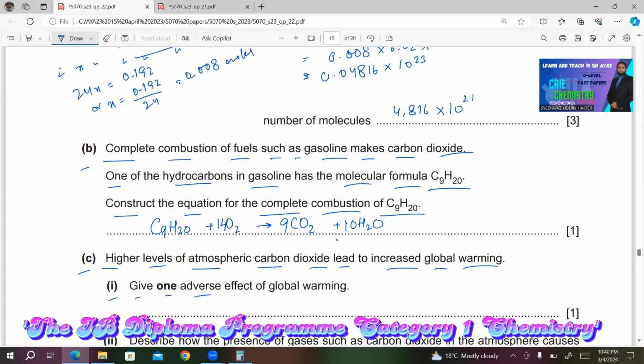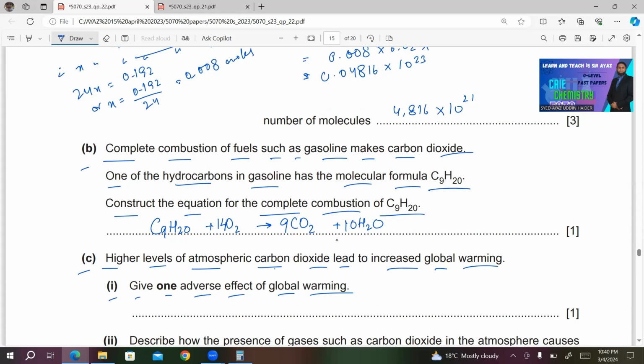C. Higher levels of atmospheric carbon dioxide lead to increased global warming. Number 1, give one adverse effect of global warming: melting of glacier ice, or rise in sea level. We will experience climate change.